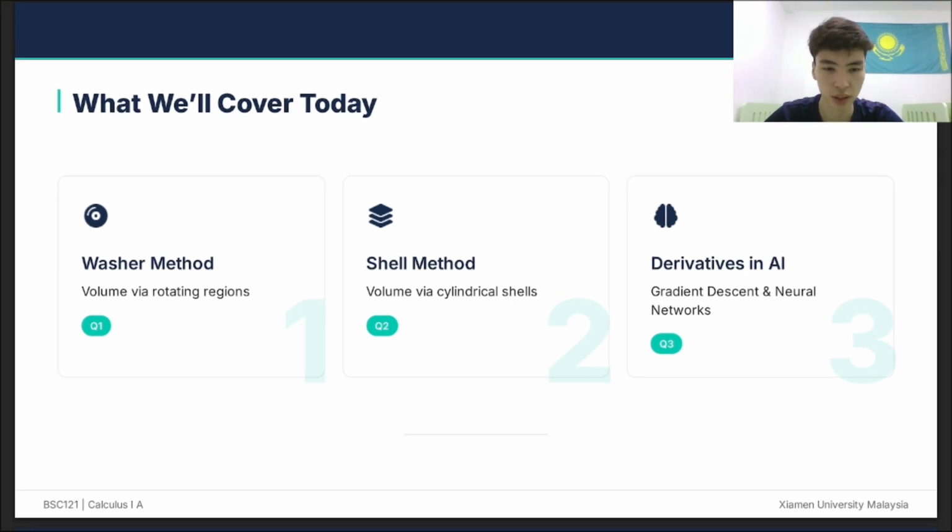Okay, let's move to the next slide and take a quick look at what we will be covering today. As outlined on our slide, our presentation is structured into three main parts. First, we will explain the washer method for finding the volume of a solid of revolution. Second, we will delve into the shell method, which is an alternative approach to solving similar problems. And third, to connect this concept to our professional field, we will explore applications of derivatives in AI engineering.